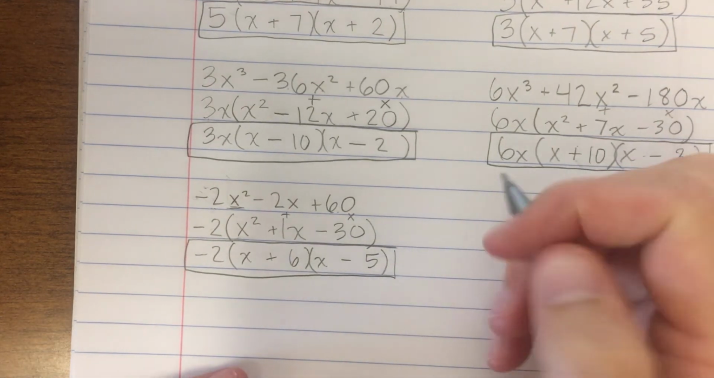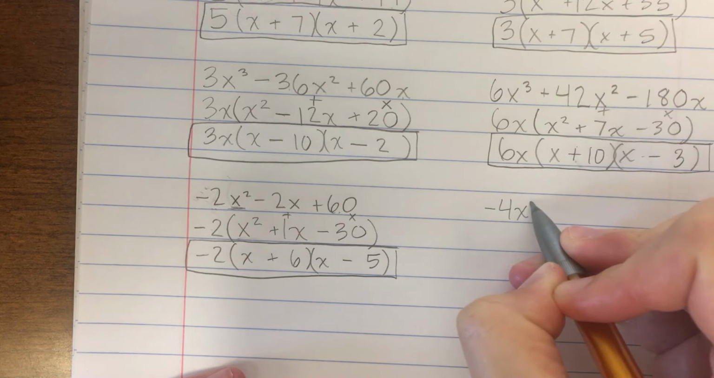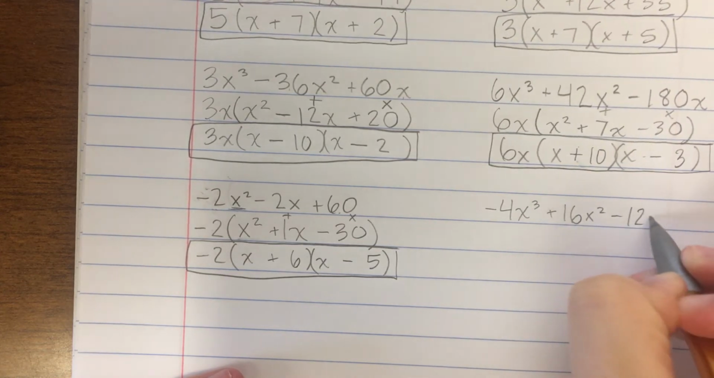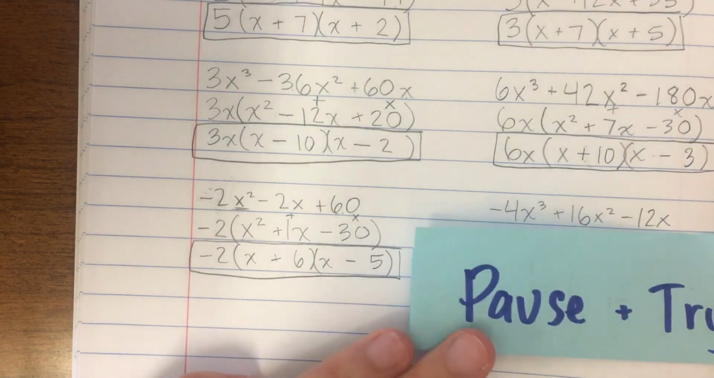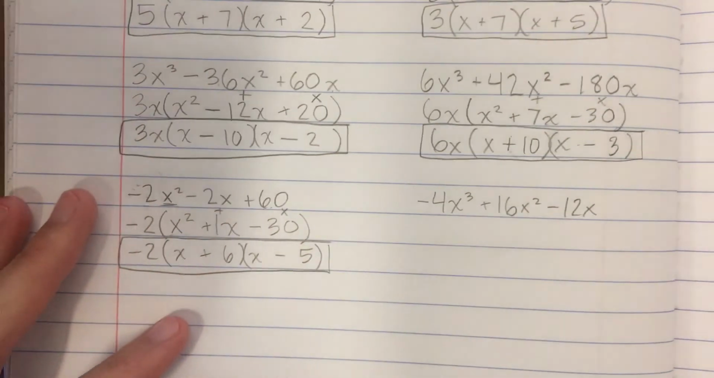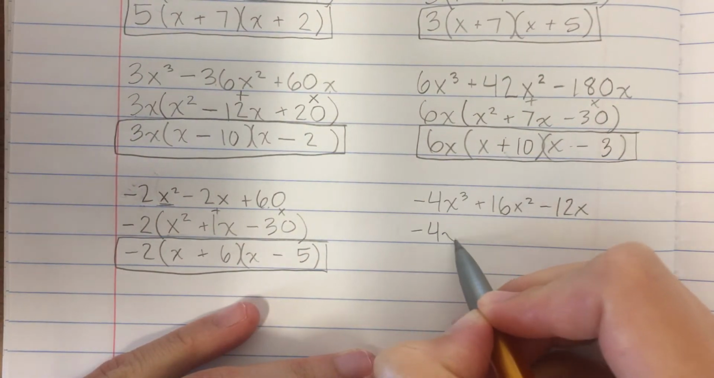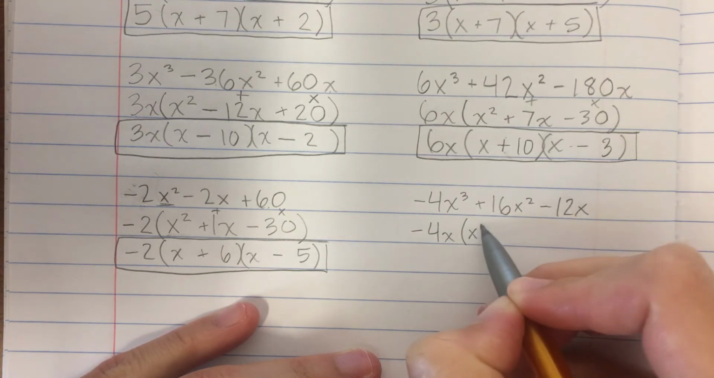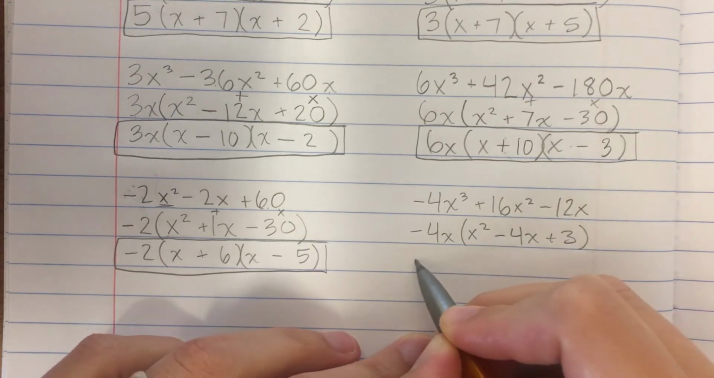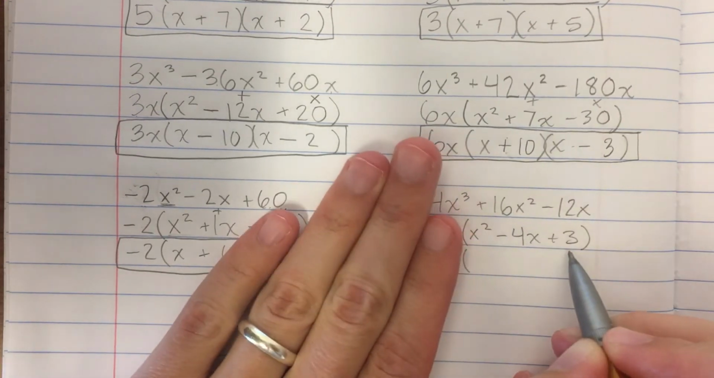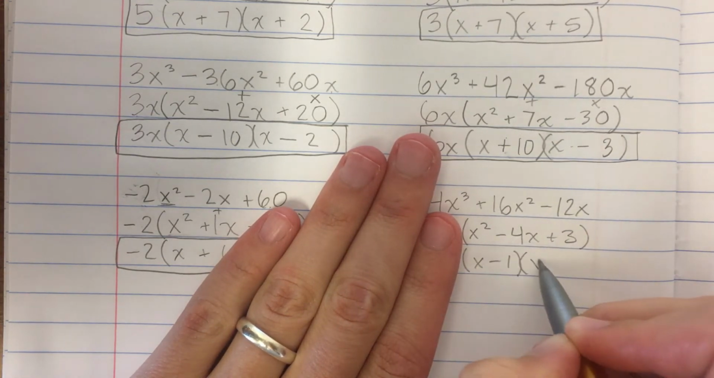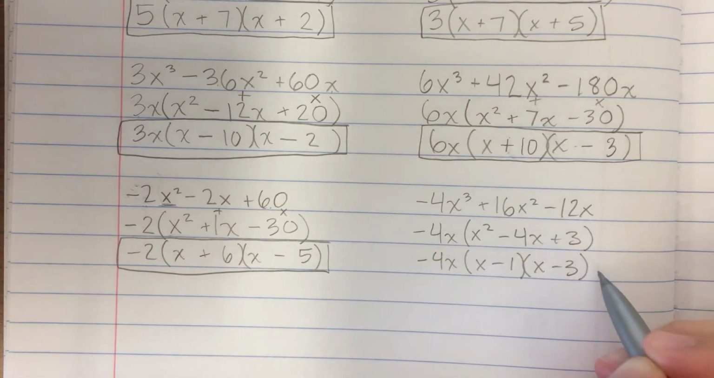Okay, try this one. Careful on this one. Go ahead and pause and try. Okay, hopefully you caught here the greatest common factor is negative 4x. That leaves you with x squared minus 4x plus 3. And when you were searching for two numbers that multiplied to 3 and added to negative 4, hopefully you came up with negative 1 and negative 3.